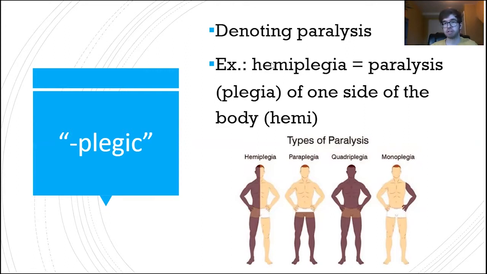So the hemi prefix, of course, means half, in this case, half of the body. And of course, you have your plegia suffix. So this medical term indicates paralysis of one side of the body. And some other examples include quadriplegia, which I'm sure you've all heard of before, which involves total paralysis of the body, as well as monoplegia, which involves paralysis of a single part of the body or a single limb.